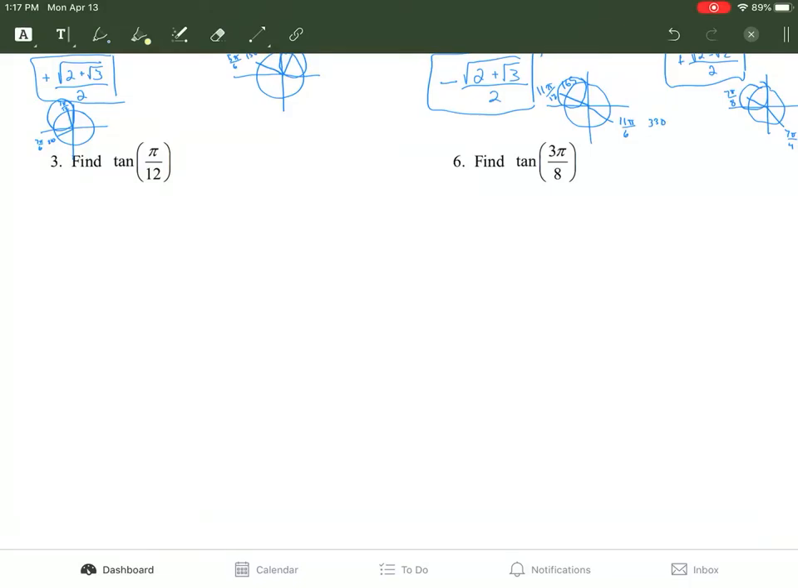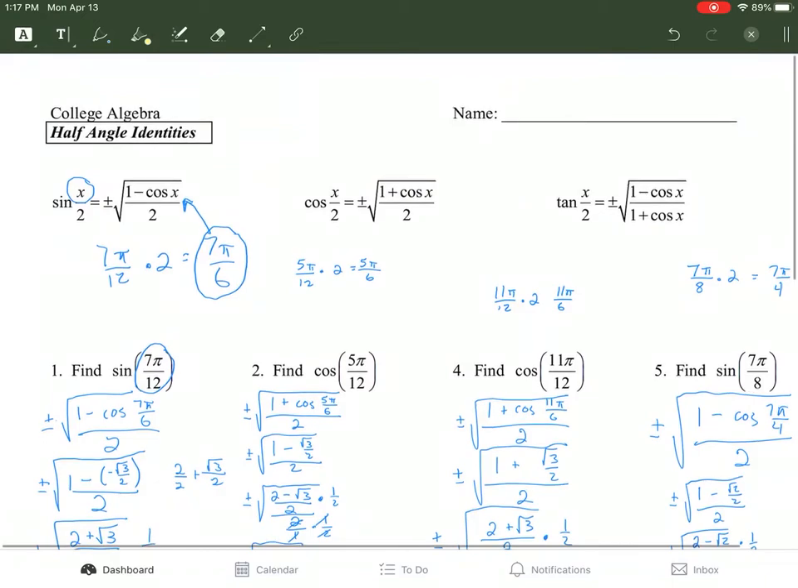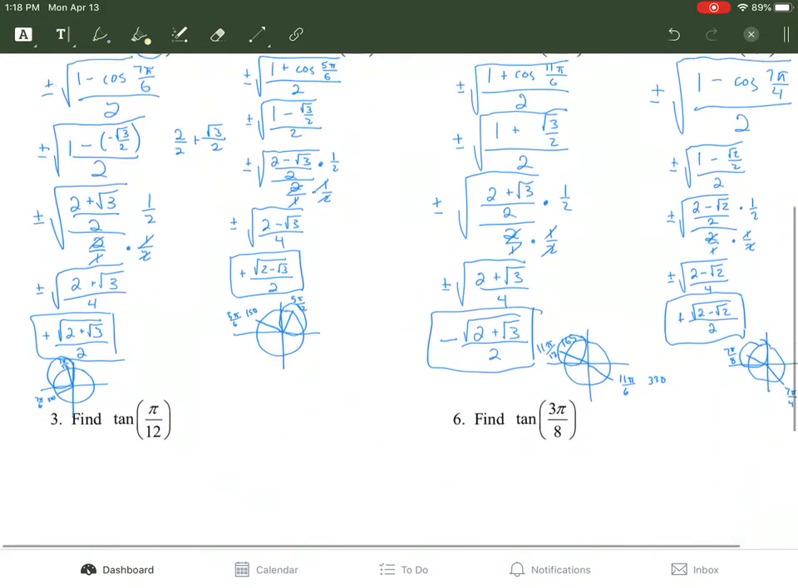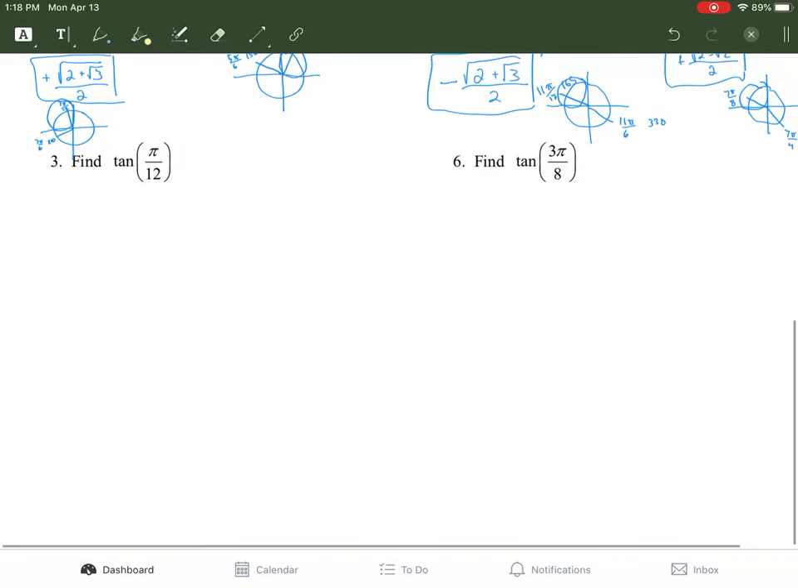So this is part 2 of the half-angle identities. This time we're going to use the tangent problems and the tangent formulas. If you look at the top of the sheet again, you have the formulas for sine, cosine, and tangent. We're using the tangent one, so it's 1 minus cosine x on the top, and 1 plus cosine x on the bottom.